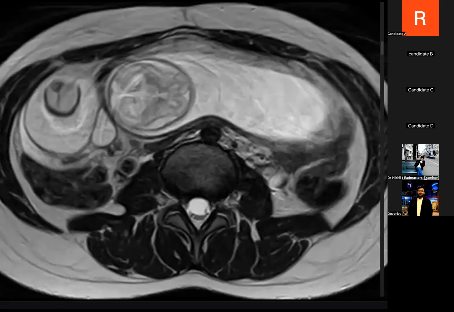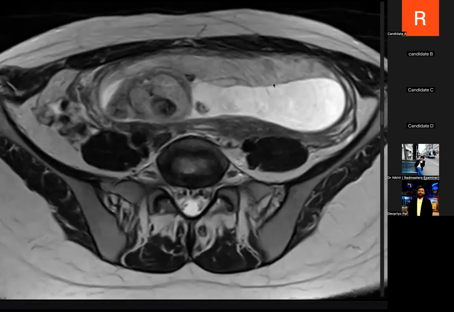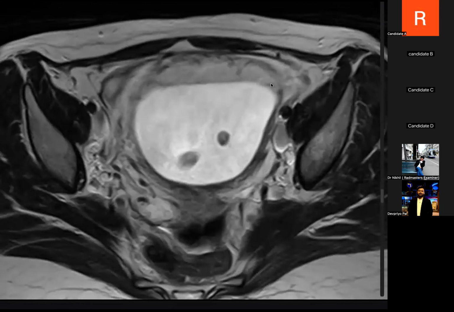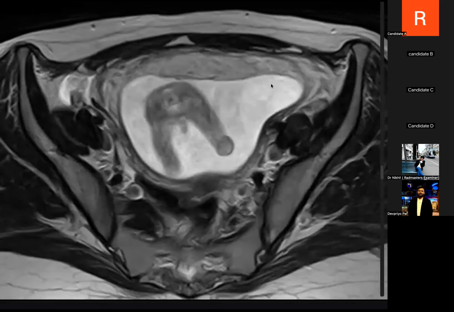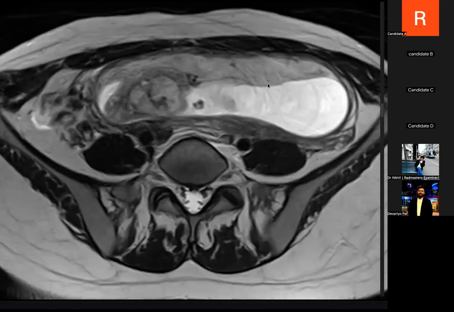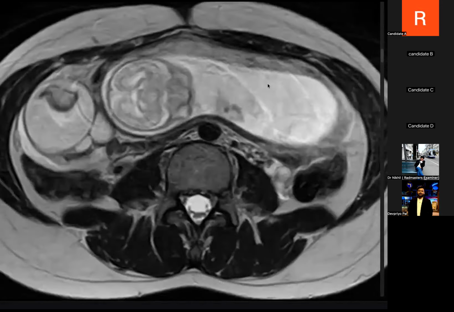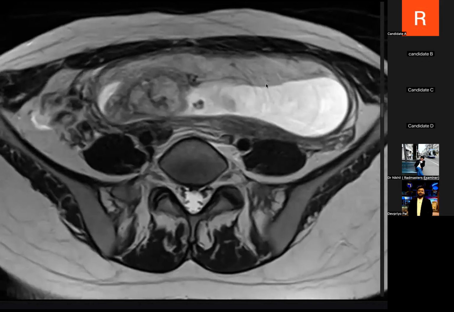This is a T2 axial image, which further confirms an intrauterine pregnancy. I also would like to see any placental abnormality. I cannot see any abnormal signal in the placenta. I'm also looking at the fetus for any fetal abnormality, and I cannot appreciate any obvious abnormality in the fetus.